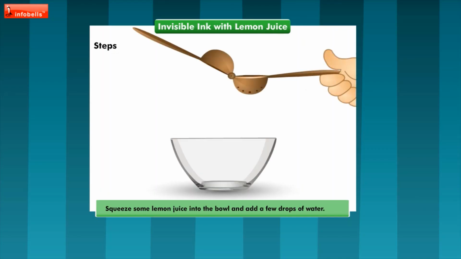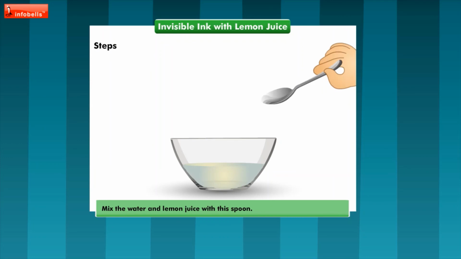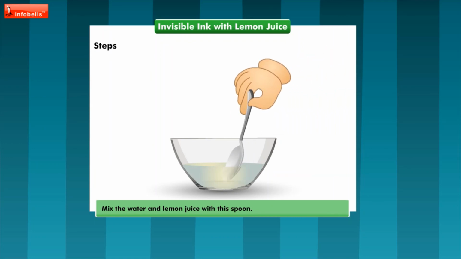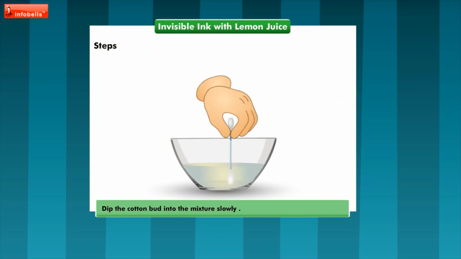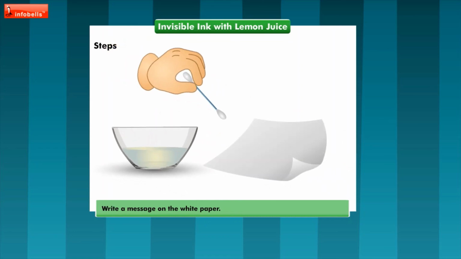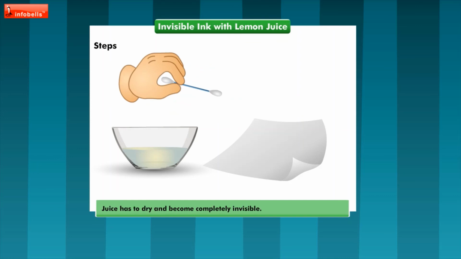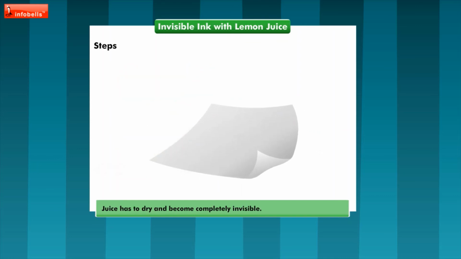Let me squeeze some lemon juice into the bowl and add a few drops of water. Now, mix the water and lemon juice with the spoon. Dip the cotton bud into the mixture slowly and write a message onto the white paper. What did you write? Can you wait for some time? This juice has to dry and become completely invisible.